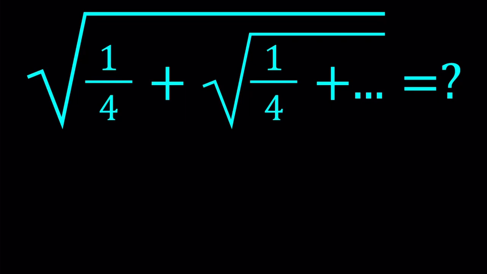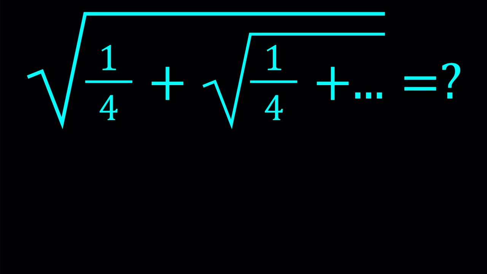Hello everyone. In this video we're going to be simplifying an infinite radical expression. We have the square root of 1/4 plus the square root of 1/4 plus the square root of 1/4 plus, and so on and so forth. So we're going to evaluate this expression where we have infinitely many 1/4s being added inside the radicals.